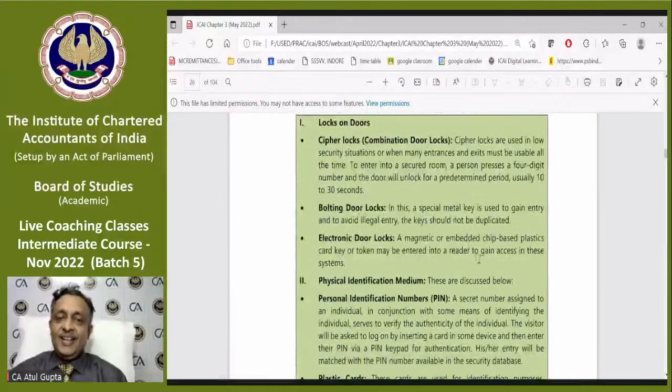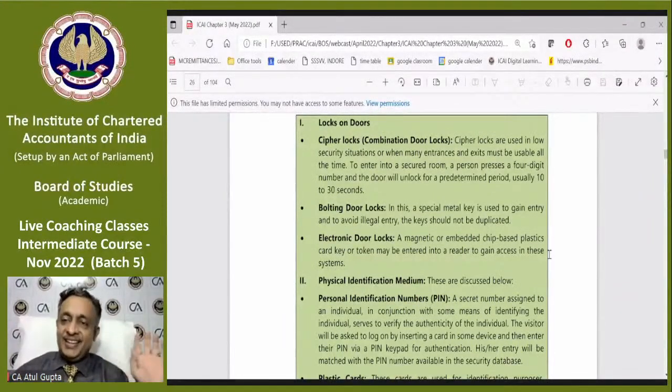First is lock on door. So you can say lock on door is by name, intent, content, preventive, detective, or corrective. So you say lock on door PDC. So I'll get the answer. Next.